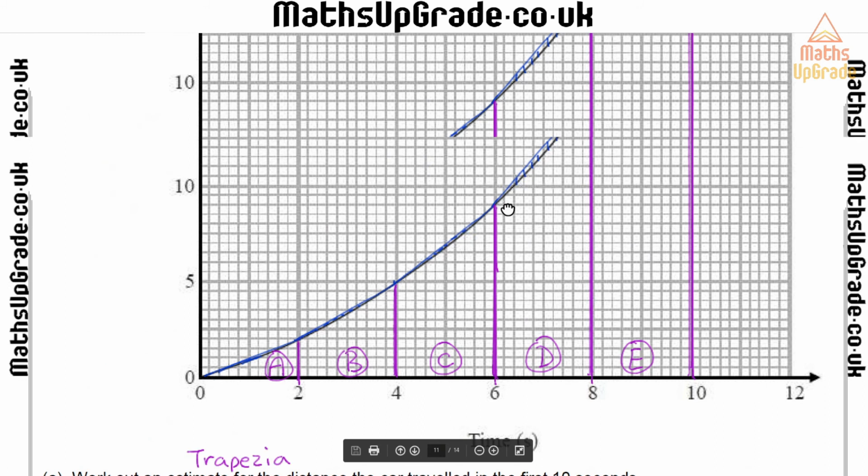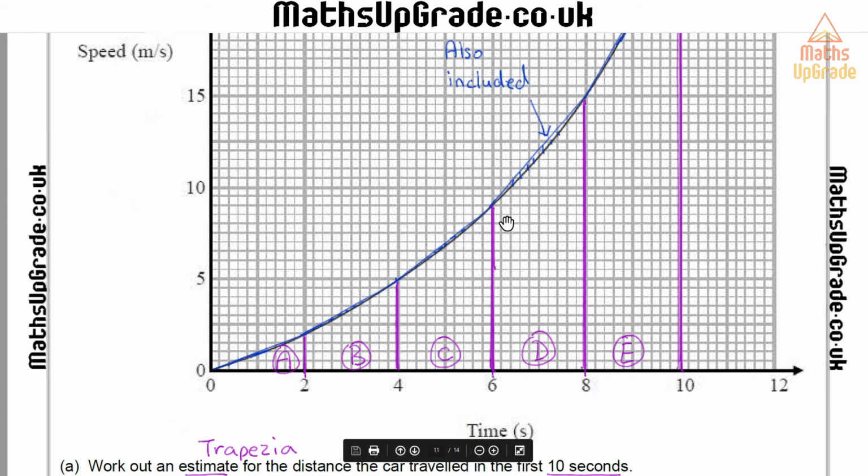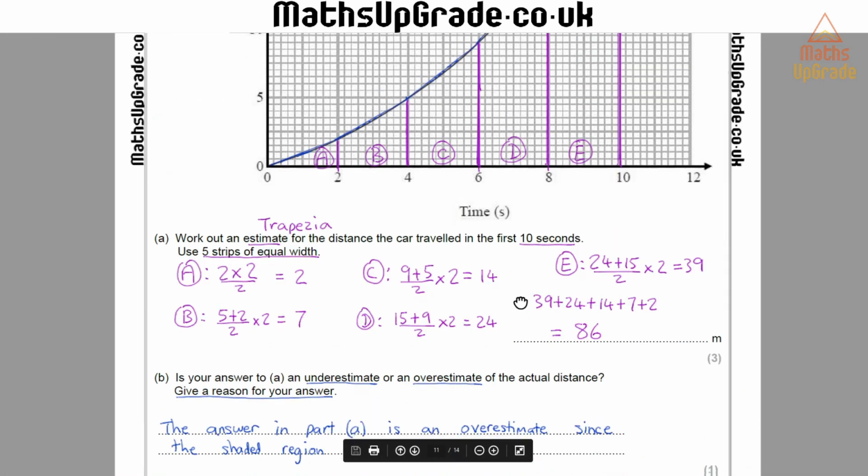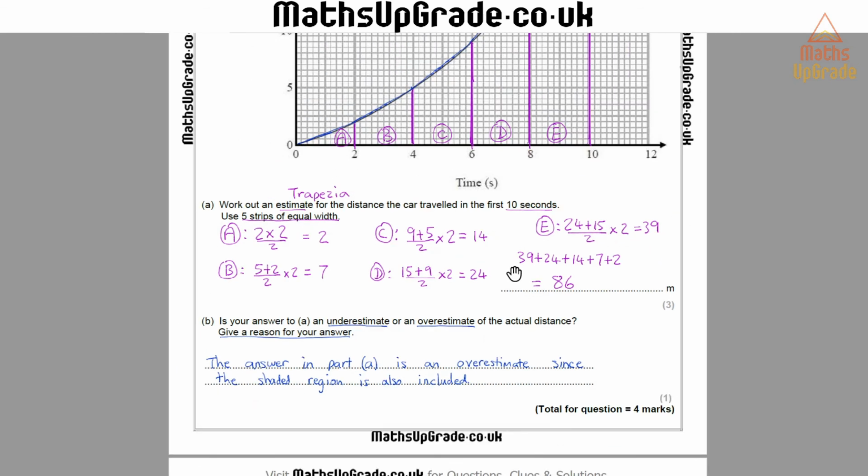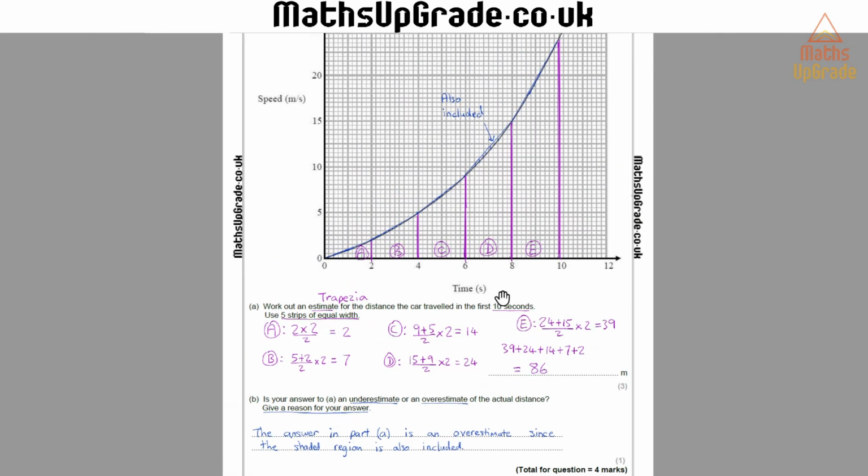That's why I've shaded that region there. You don't have to shade it on your diagrams in the exams, but I've just done it for illustrative purposes. So that whole question there is 4 marks.